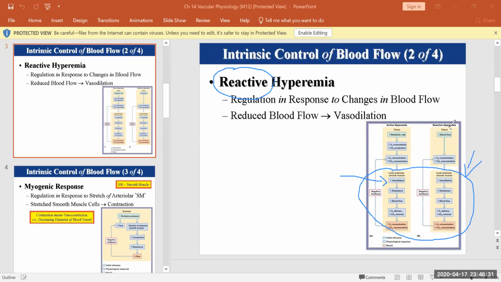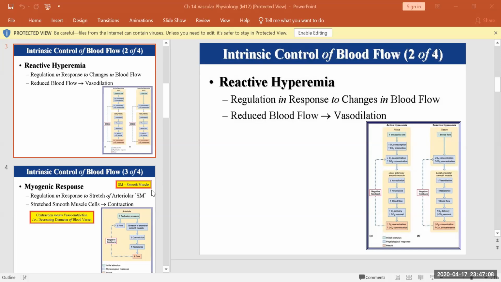Reactive hyperemia, the root cause is decrease in blood perfusion. Active hyperemia, the root cause was increased metabolic rate due to an increase in cellular activity. So that completes the first two intrinsic mechanisms to increase blood flow, to prevent accumulation of CO2 and cellular waste.